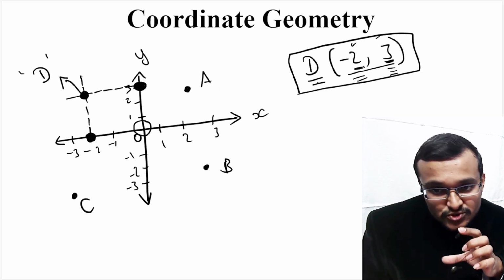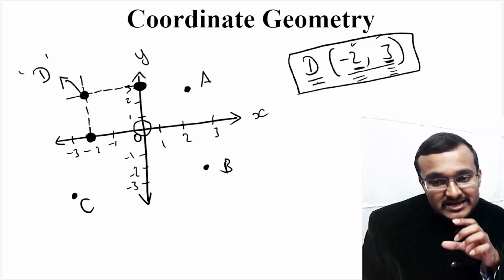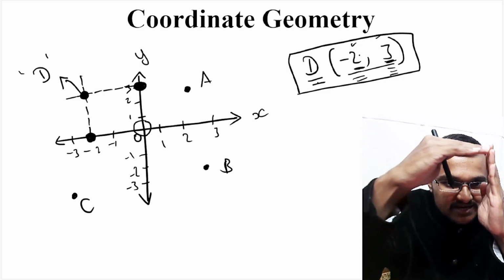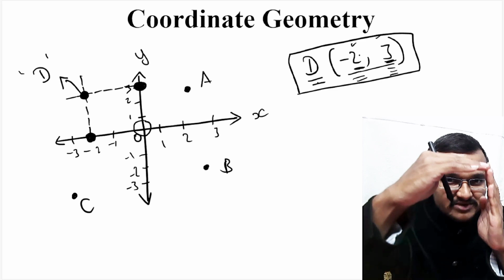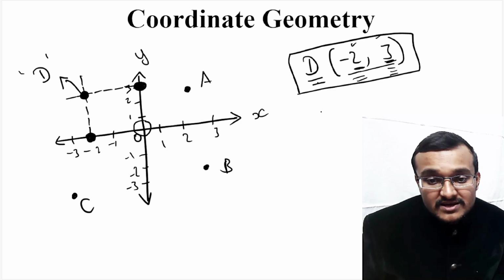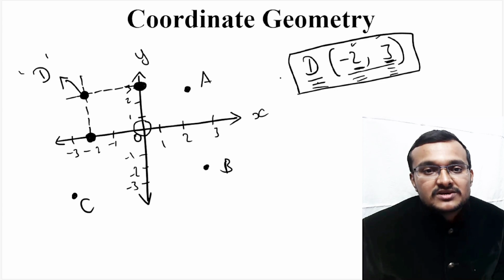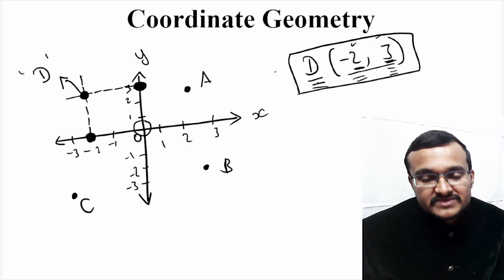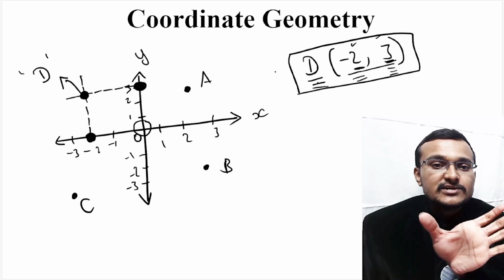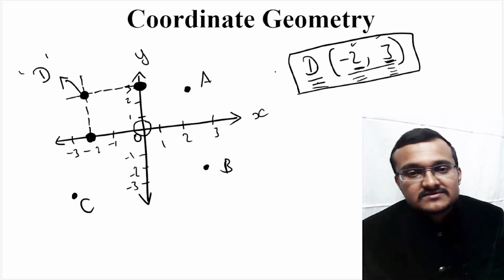Now you are locating -2 on the x-axis and +3 on the y-axis, and you are drawing perpendicular lines from those two positions, and wherever those two perpendicular lines meet, that will be the position of that particular point. Here in this case it is D. So there you get the position of this point D. This is how you have to locate a particular point in a two-dimensional Cartesian system.